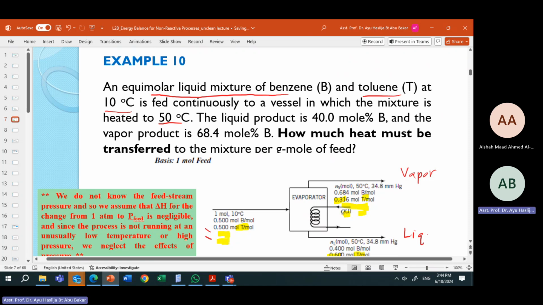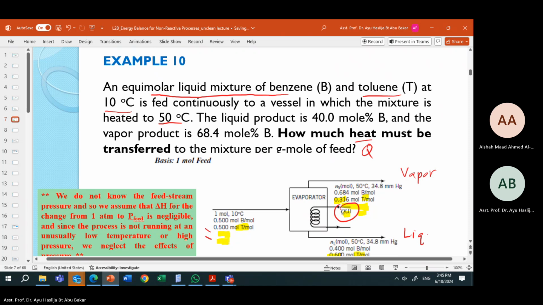The question asks how much heat must be transferred to the mixture per gram mole of it. Heat here involves the Q. So how much Q does it need to heat up from 10 degrees C to 50 degrees C?